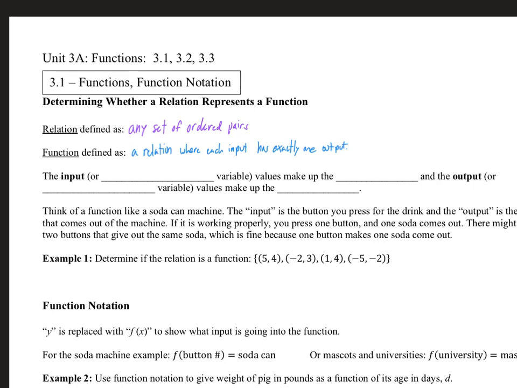Hey guys, we're going to look at 3.1 today, at least part of it. It's going to talk about functions and function notation and evaluating functions and things like that. So a little bit about domain and range.